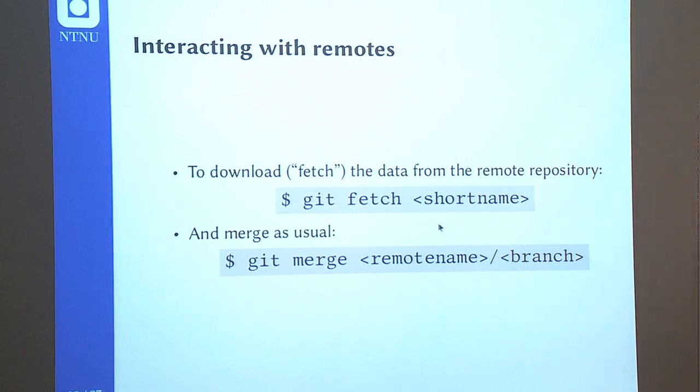And the way you use it is git fetch, and then you write this short name you defined when you did the git remote add. So it's the same short name. It's just a way of referring to where you want to download it, rather than writing this long URL.